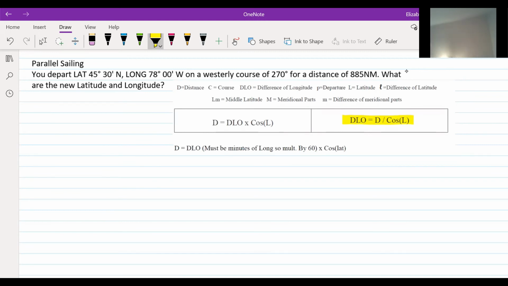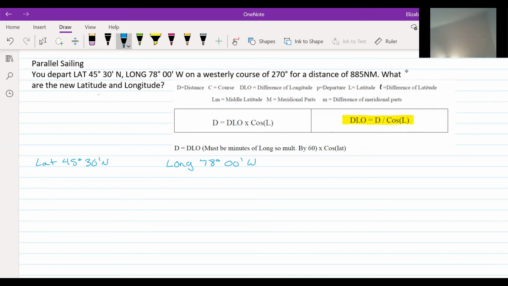So in this problem, we depart latitude 45 degrees, 30 minutes north, longitude 78 degrees, 00 minutes west on a westerly course of 270 degrees for a distance of 885 nautical miles. What are the new latitude and longitude?